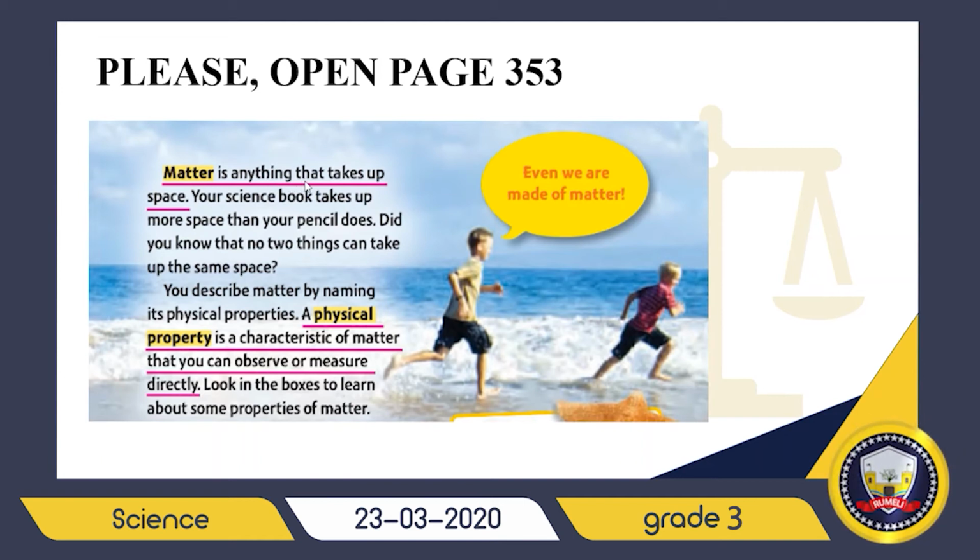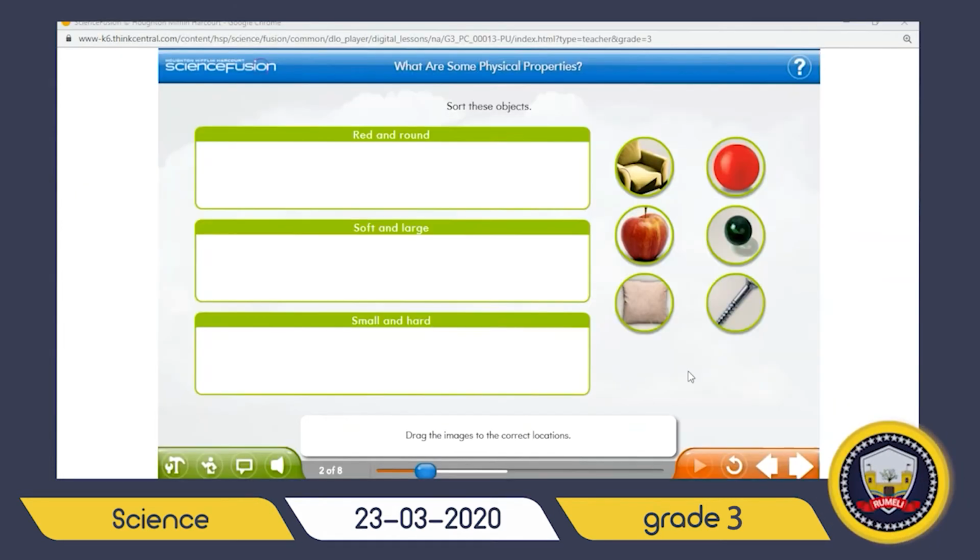Matter is anything that takes up space. So what about physical property? A physical property is a characteristic of matter that you can observe or measure directly. Good. Okay, right now let's check the pictures and we can categorize them into given categories.